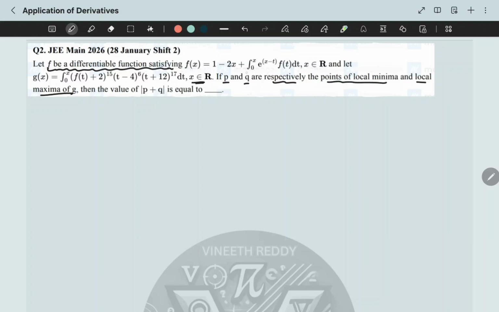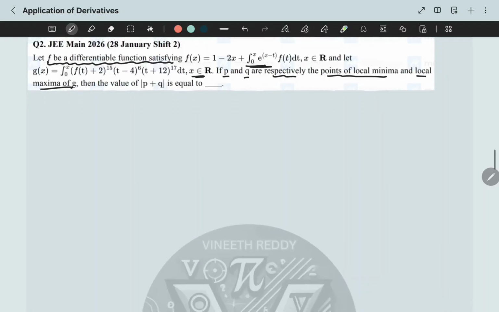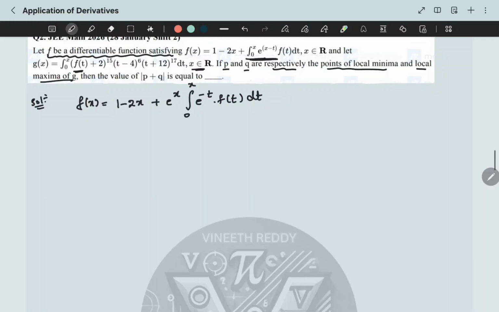So, in this question, differentiating this directly won't help because we have e power (x minus t) into f of t. So, directly we cannot apply the Newton-Leibniz theorem. So first, to solve this question, we need to find the value of f of x, and then we can proceed. So we will do one thing. We will write f of x as 1 minus 2x. See, this integration is with respect to t, so we will take e power x outside the integral. So we will write this as integral 0 to x e power minus t into f of t dt. Right? Now let us differentiate with respect to x on both sides.